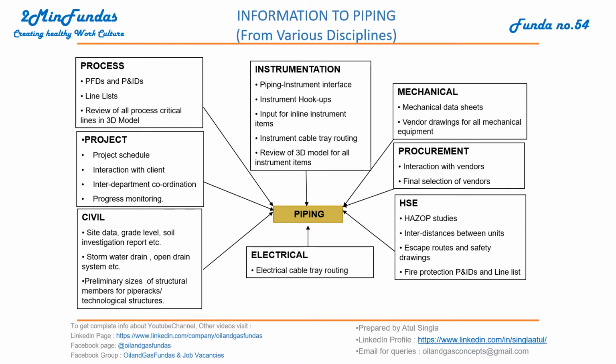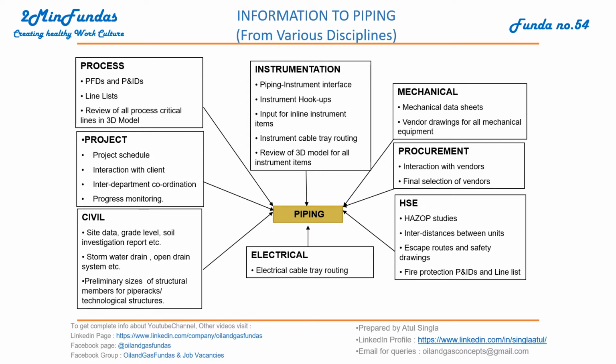From the civil discipline, what we require at the beginning of the project is site data, grade levels, soil investigation. Okay, so these kinds of reports are generally done by the civil department and they provide them to the piping discipline. Stormwater drain, open drain system, the civil discipline provides all the draining arrangement requirements. Okay, preliminary sizes of structure, members of pipe rack, technical structure. At the beginning of the project, they decide whether they are going for concrete or steel type of structure. They decide the codes and standards for the same, and they share the information with piping layout.